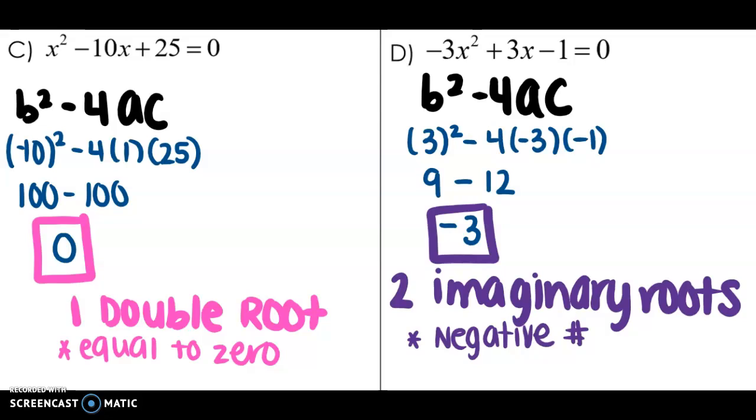Looking at C and D, when you find the value of the discriminant in C, you'll notice that the discriminant is equal to 0, so we would classify the nature of the root as 1 double root. And lastly, in D, the discriminant winds up being a -3, so that means that not only is there no solution, but those solutions are 2 imaginary roots.